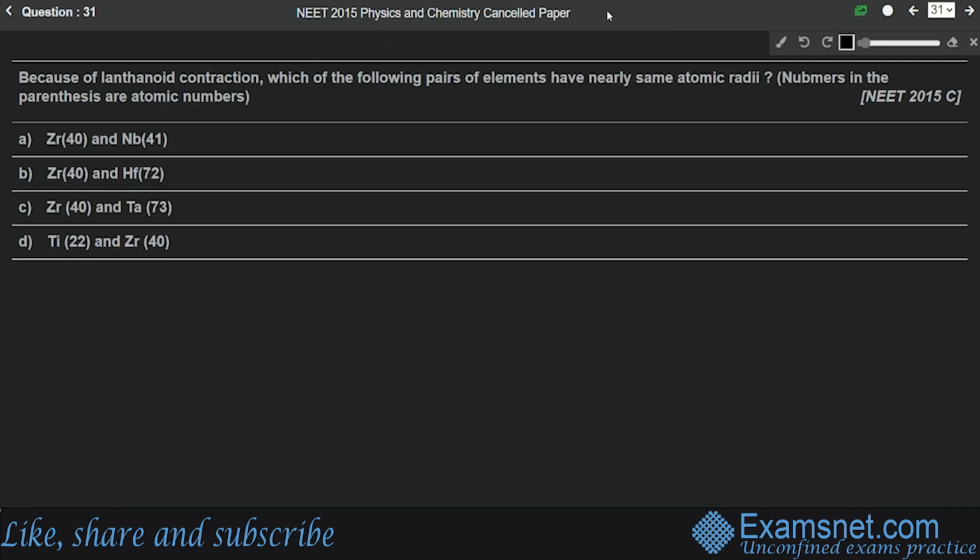Now this is again from D and F block elements, and the question is, because of lanthanoid contraction, which of the following pairs of elements have nearly same atomic radii? Okay, so we know that zirconium and hafnium have almost same atomic radii due to the lanthanoid contraction. So option B will be the correct answer.